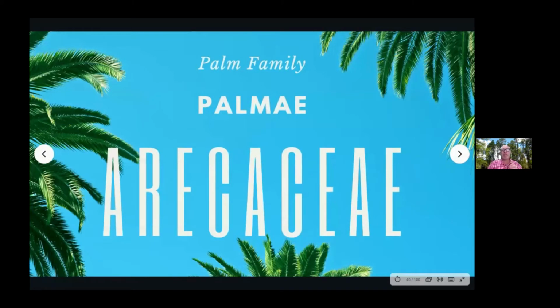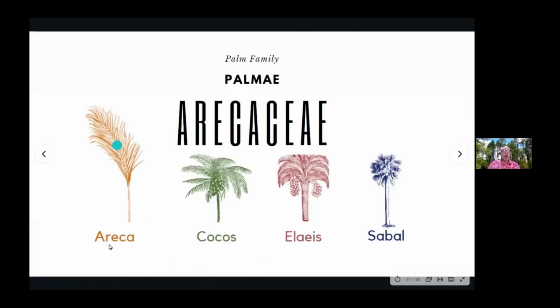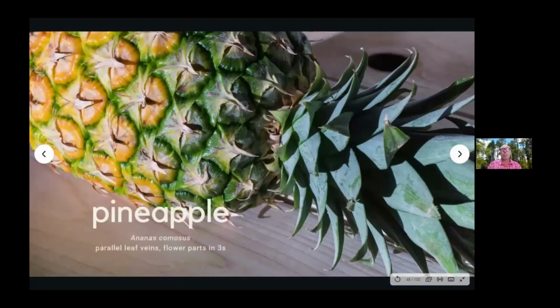So the palm family used to be called the Palmae, which was much easier to remember. Now things are standardized. The palm family is referred to as the Arecaceae because of the areca palm. Areca, Arecaceae, areca palm, the coconut palm, the genus Cocos, the oil palm, genus Elaeis, and our cabbage palm in the genus Sabal.